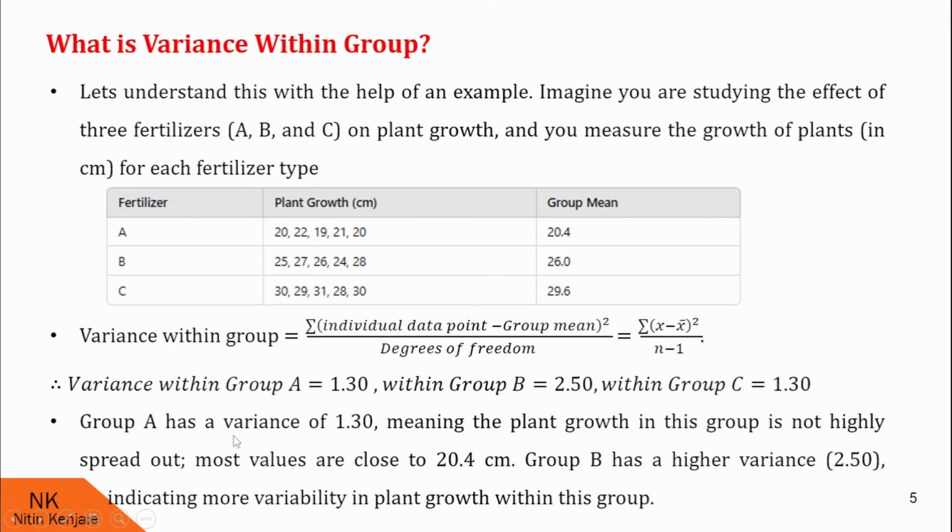Here, group A has variance 1.30, meaning that the plant growth in this group is not highly spread out. That means most of the values are close by the group mean 20.4. Group B has higher variance, that is 2.50. It indicates that more variability in plant growth in this group. That means the growth of the plants is somewhat away from this group mean. You can see some of the plants grow up to 28 centimeters, which is far away from 26.